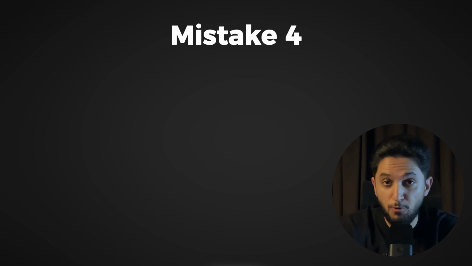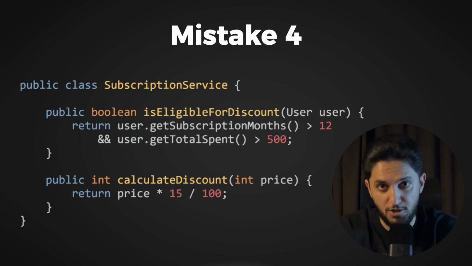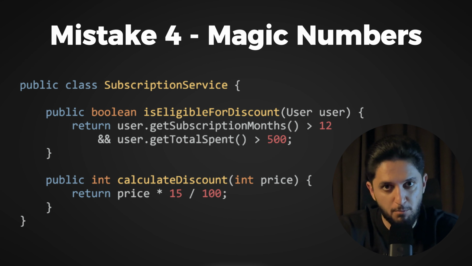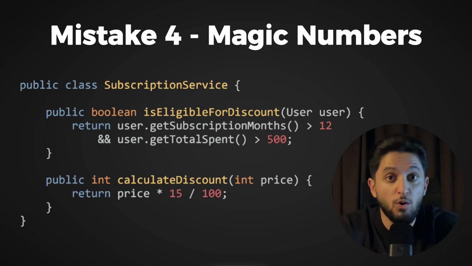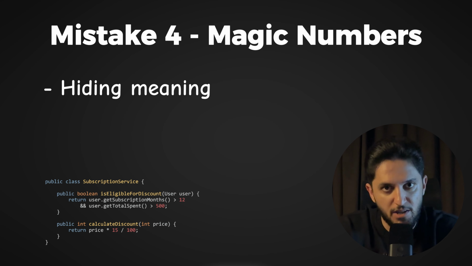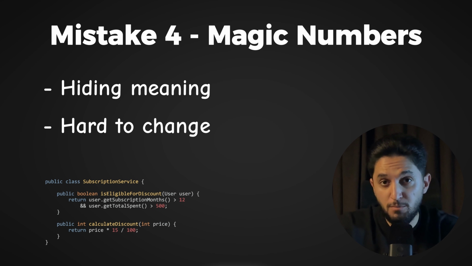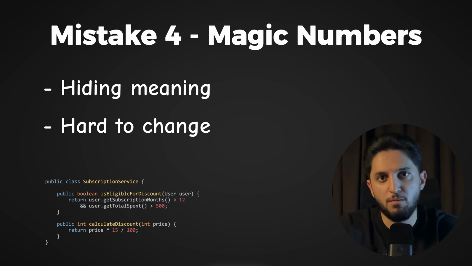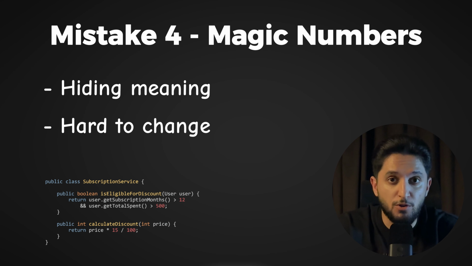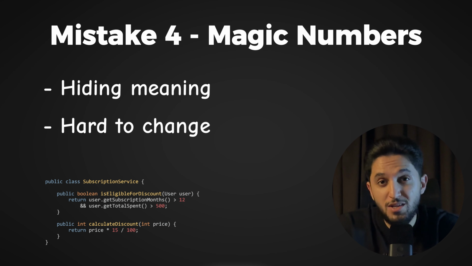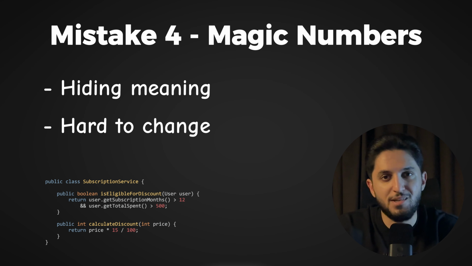Alright, mistake number 4 is sneaky. Check if you can catch it. It's magic numbers. What does 12 mean? What's special about 500? Why 15? These numbers have meaning, but you've hidden it. When your product manager says we need to change the minimum months, spending limit, or discount percentage, where do you even look? With magic numbers, you'd have to dig through the code. With named constants, you just update one place and you're done.